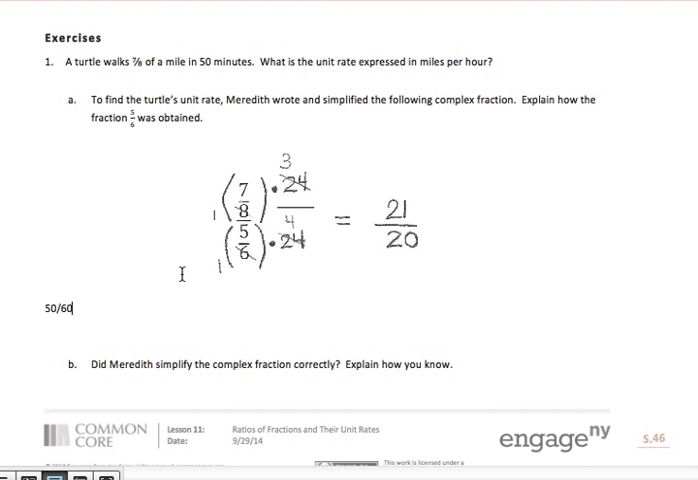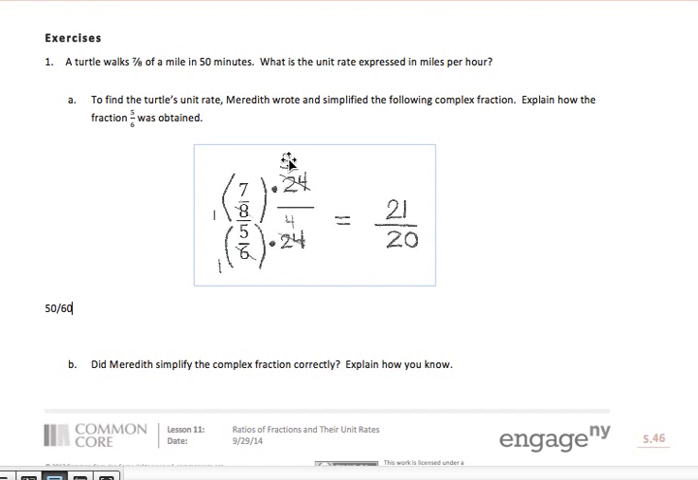The second part of the question is, did Meredith simplify this complex fraction correctly? Now, this may not be the method that you would choose, but looking at it, we can see that she multiplied by 24, which seems to be how she would like to get rid of the denominators in these two parts of the complex fraction.